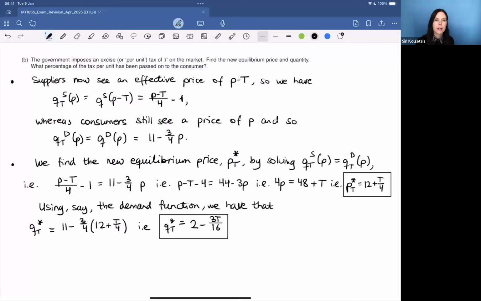Now we want to answer the second part, which is what percentage of the tax per unit has been passed on to the consumer. So let's look at the new price minus the old price. And so we see that a quarter of T, in other words, 25% of the tax has been passed on to the consumer.